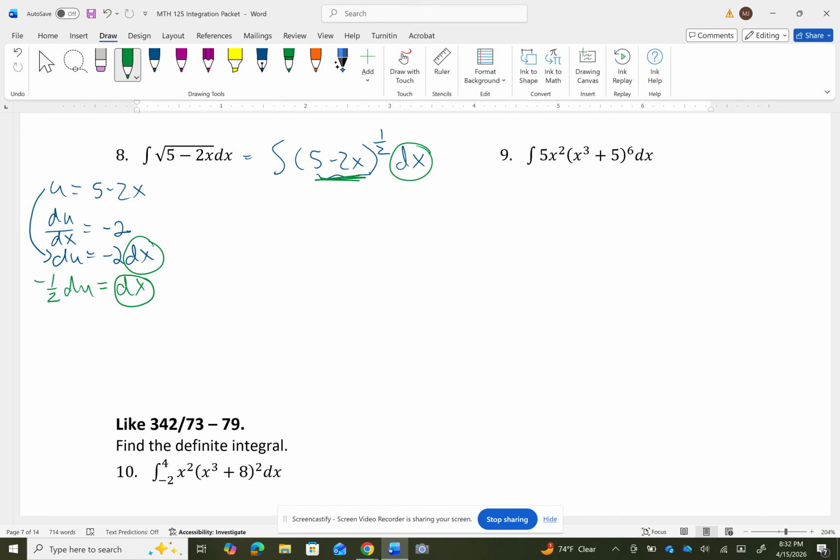To replace, I want to replace the dx. So that means here I can put a u. Here I can put a -1/2 du. And it's easier to integrate when you have your constant and then that u to the 1/2 with the du there at the end. All of that's just that change of variables part, just that rewrite part.